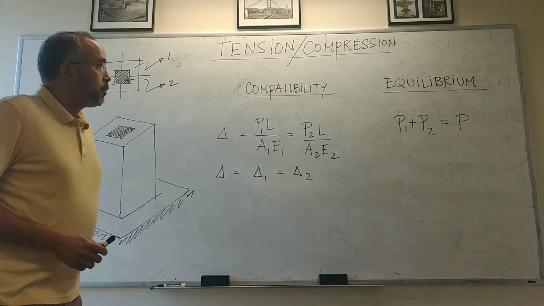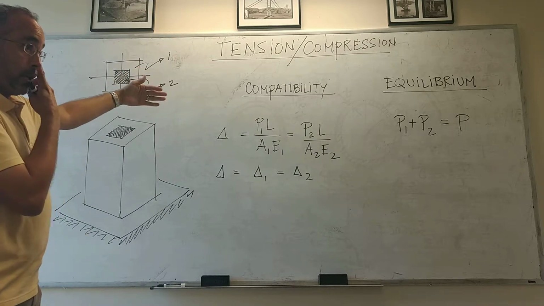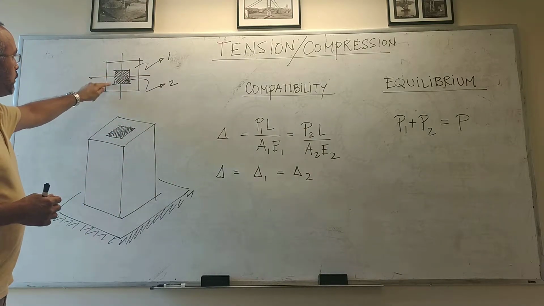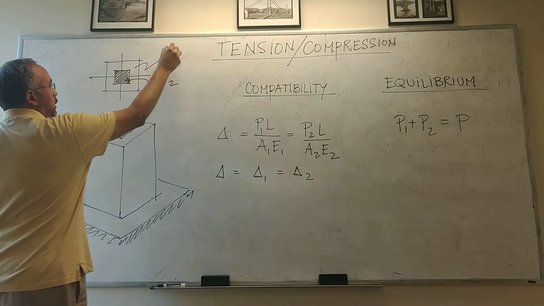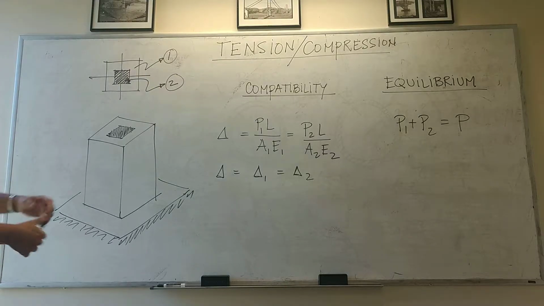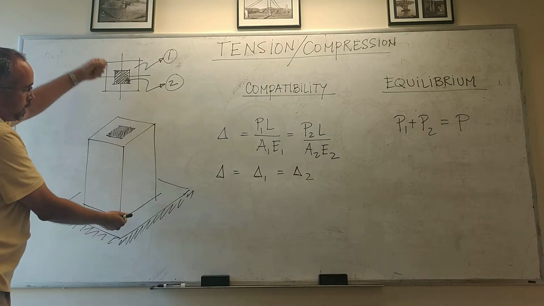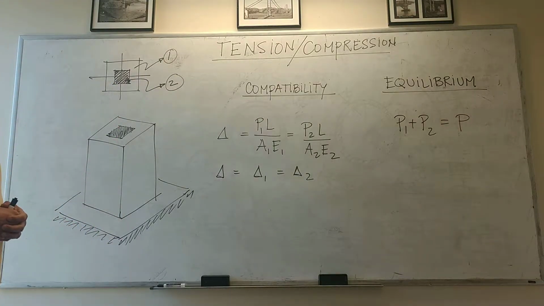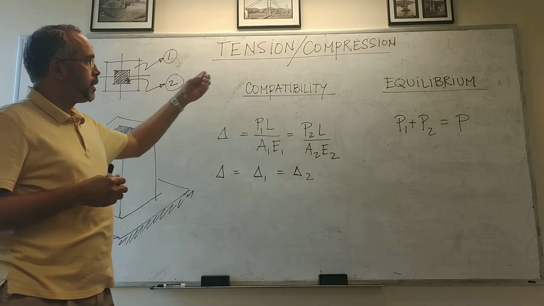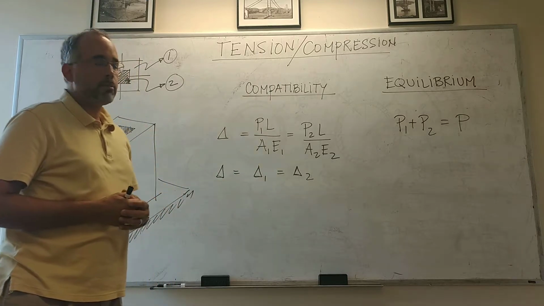In this session, we're going to discuss tension and compression in a bar or a rod made out of two different materials, material 1 and material 2, subject to either tension or compression. To solve this problem, we're going to use two types of equations that we have been talking about.